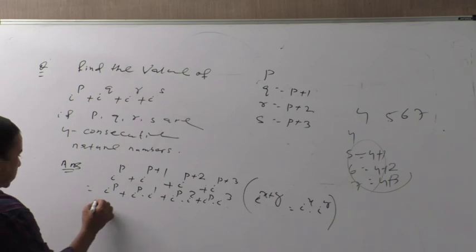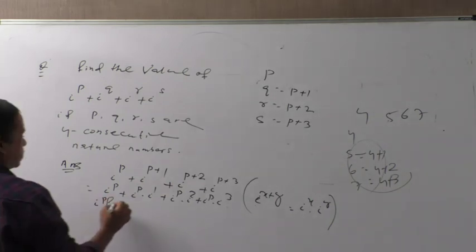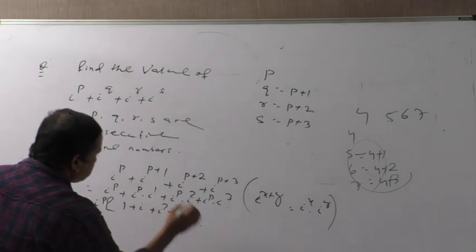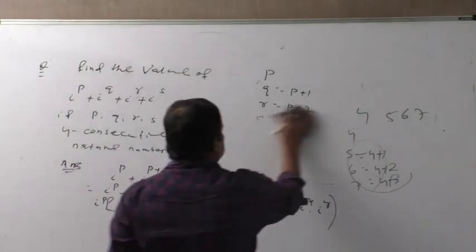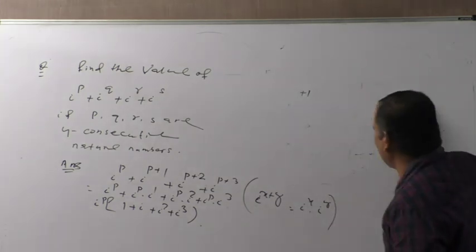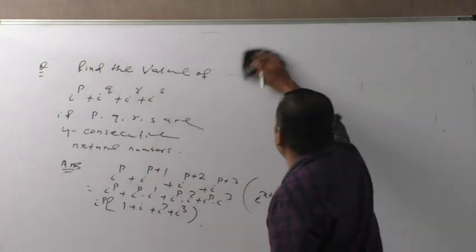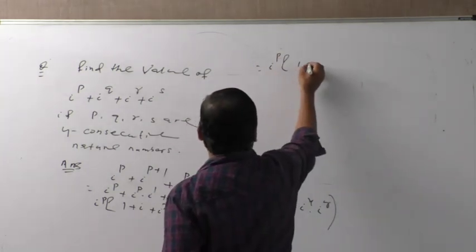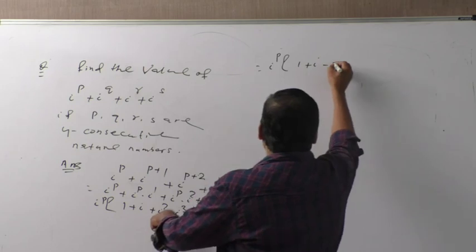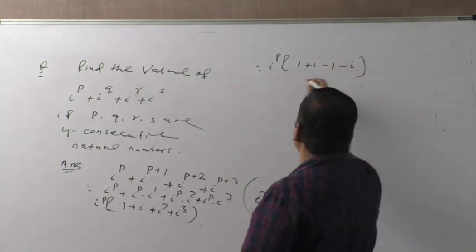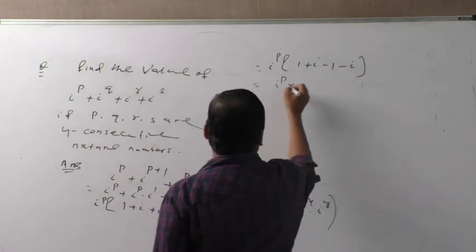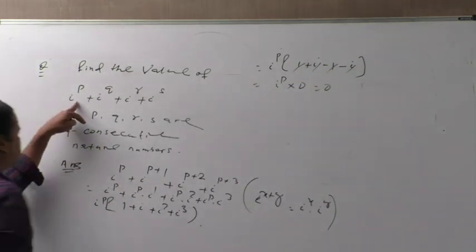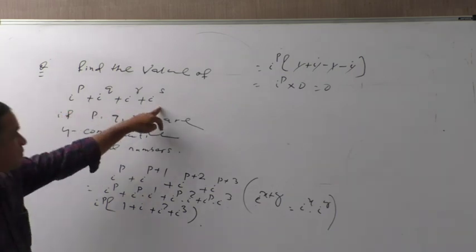Now i to the power P can be taken common, so this will be 1 plus i plus i squared plus i cubed. Now put the values of i squared and i cubed. What we will get? i to the power P taken common, 1 plus i. We know i squared is minus 1, i cubed is minus i. So i to the power P into 0, this cancels, 0. So if there are 4 consecutive natural numbers, this sum is 0.